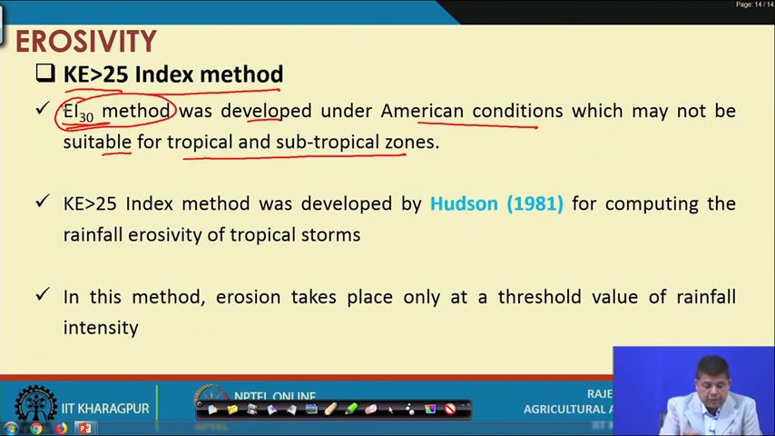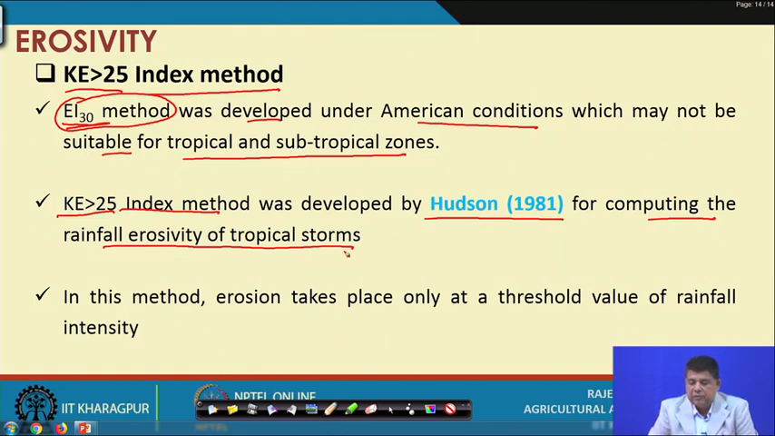To overcome that drawback, Hudson in 1981 developed the KE greater than 25 index method, and this was meant for computing the rainfall erosivity of tropical storms. So, the first method which was given by Wischmeier and Smith was based on American data, and it was said that it may not be suitable for tropical and subtropical zones, and that is how this new method, KE greater than 25, came.